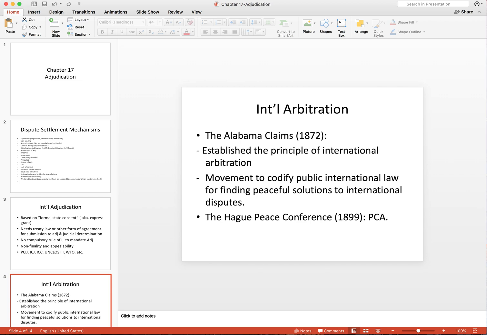But on the question of international arbitration, this is a rough trajectory of its evolution. It starts with the Alabama claims of 1872, which we have covered before. The Alabama claims establishes the principle of international arbitration, essentially, and is one of the first movements to codify public international law for finding peaceful solutions to international disputes. And then the Alabama claims achievements are furthered through the Hague Peace Conference of 1899, which establishes the Permanent Court of Arbitration.